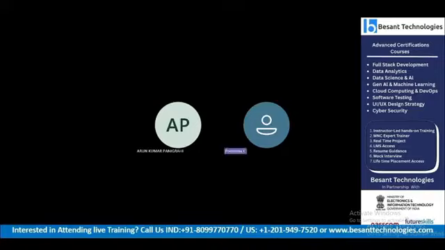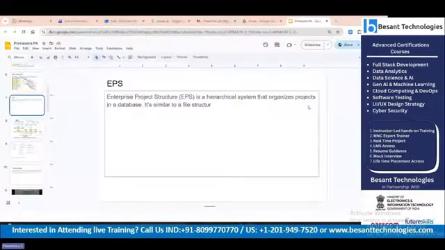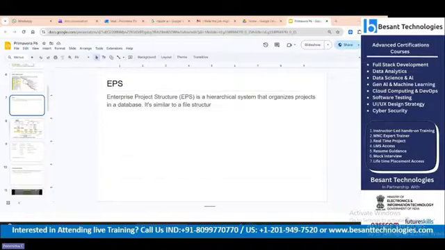Sir, I'm sharing my screen. You can see a presentation where the definition of EPS is: enterprise project structure is a hierarchical system that organizes projects in a database. So in a particular database, it organizes the project details in a hierarchical way, a file-like structure. Let us understand using a representation.